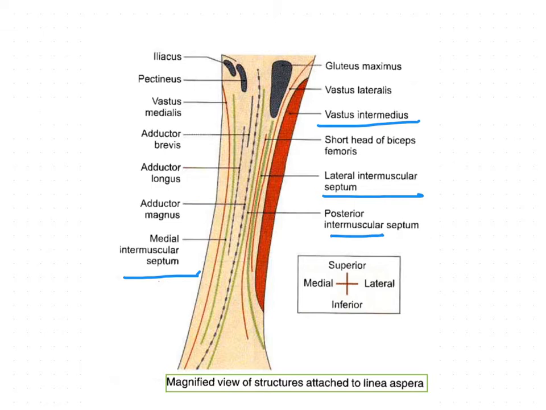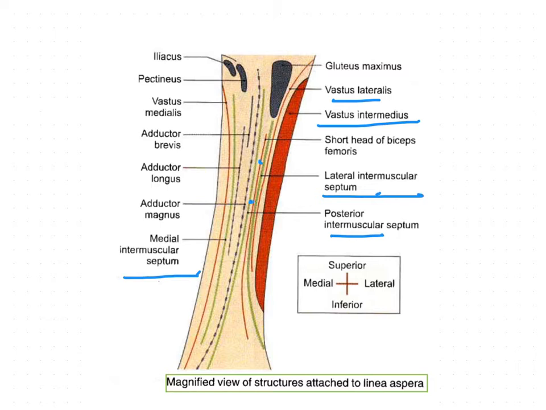If you see the muscles from lateral to the lateral intermuscular septum, there are two muscles which are attached: vastus intermedius and some part of vastus lateralis muscle. Then you will find the lateral intermuscular septum. Afterwards, the short head of biceps, which is one of the hamstring muscles. Again we will find the posterior intermuscular septum.